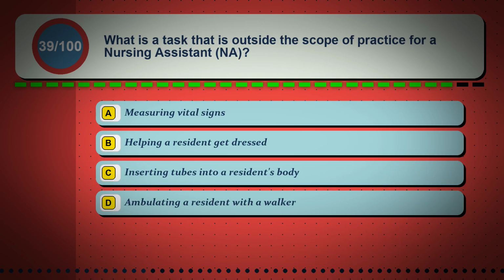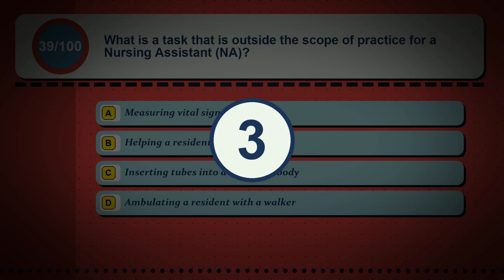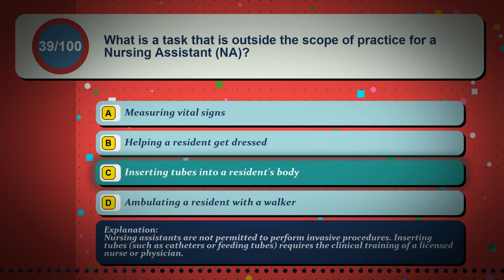Question 39. What is a task that is outside the scope of practice for a nursing assistant, NA? Option A, measuring vital signs. Option B, helping a resident get dressed. Option C, inserting tubes into a resident's body. Option D, ambulating a resident with a walker. The correct answer is option C, inserting tubes into a resident's body. Nursing assistants are not permitted to perform invasive procedures. Inserting tubes, such as catheters or feeding tubes, requires the clinical training of a licensed nurse or physician.